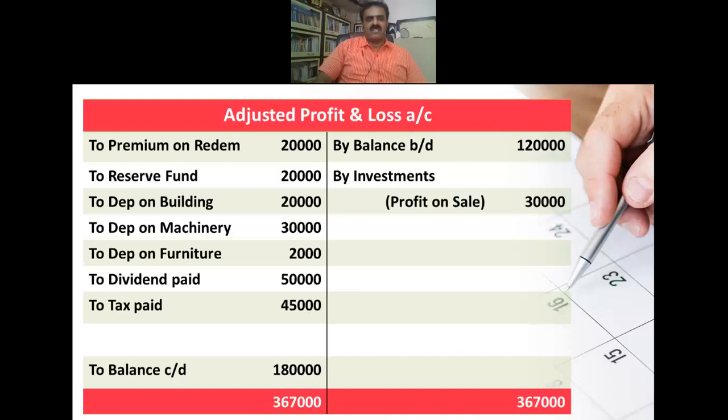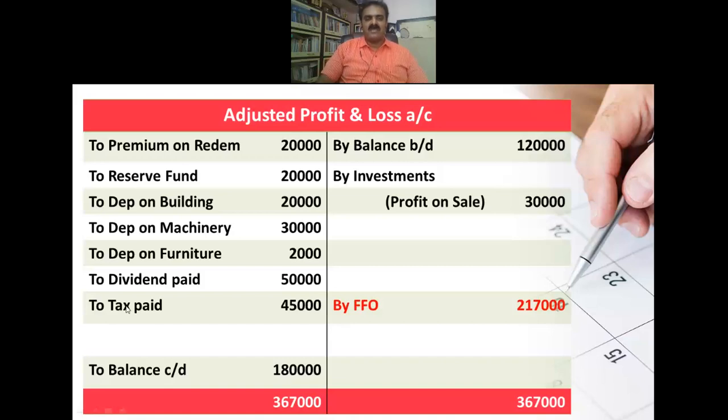Find the total. The debit side total is higher, that is 3,67,000, and you get a balance of 2,17,000. The 2,17,000 is called funds from operation. That is a balancing figure. So this is the third step, with respect to the adjusted profit and loss account, for which you have calculated funds from operation to the tune of 2,17,000.